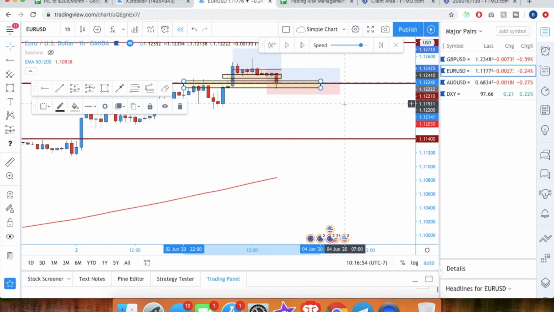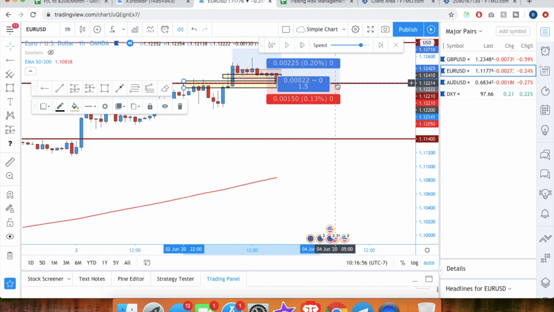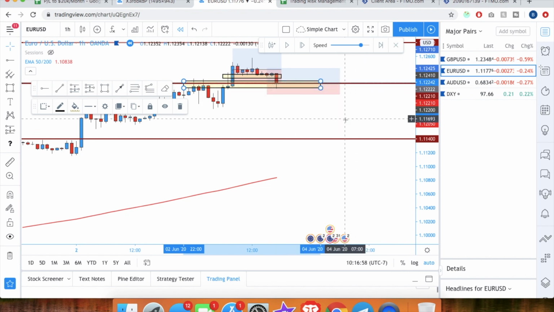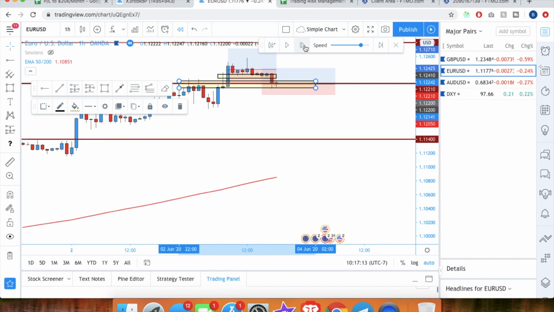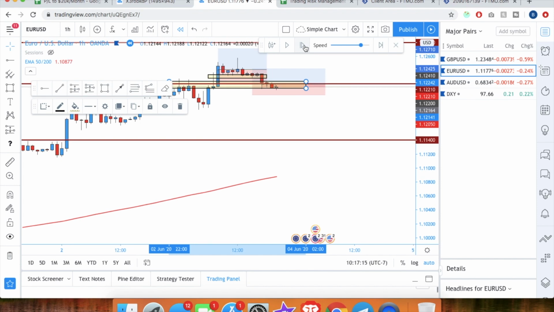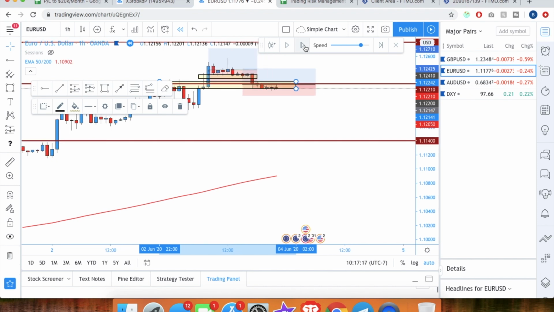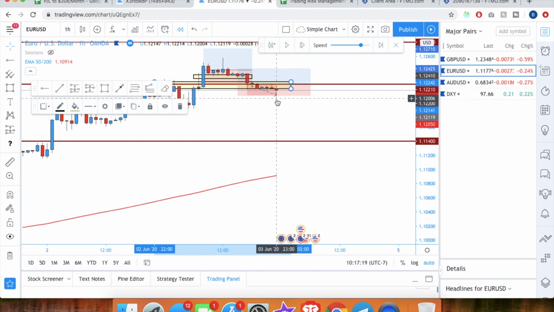So what I did was I placed a limit buy order right here like I usually do. And this I consider to be a good trade, but it just ended up not working out the way price is. Sometimes it just doesn't work out. If I play it, you'll see how it played out. Got triggered in, drawdown, went negative, and then I got stopped out right there.